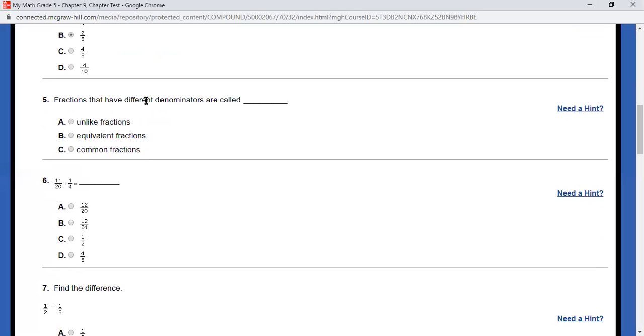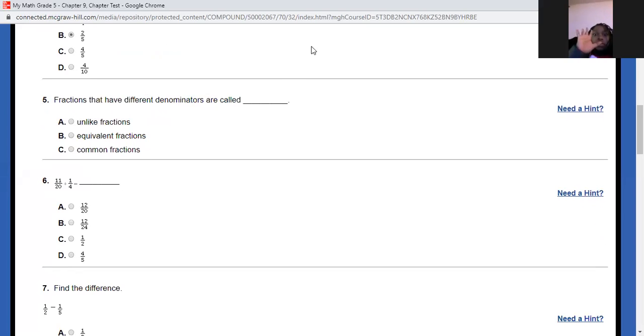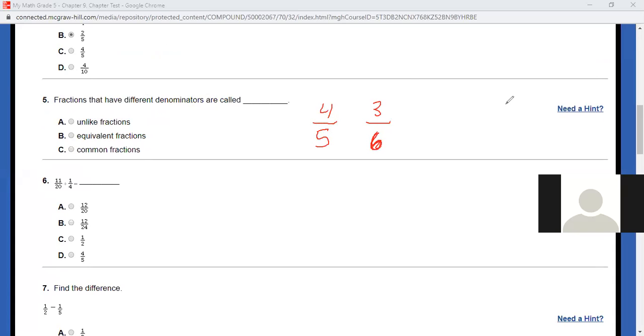Fractions that have different denominators are called blank. Oh my gosh, I can't draw today. Are called blank. There are so many hands up. Wow. Kabir. B. He thinks it's B, right? Fractions that have different denominators are called equivalent fractions. All right.